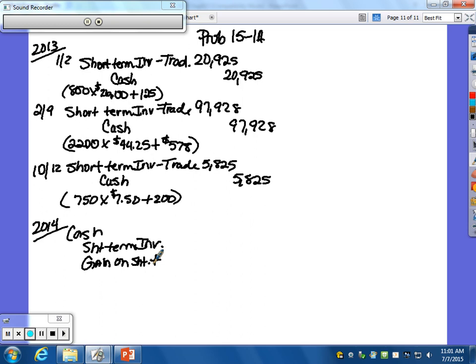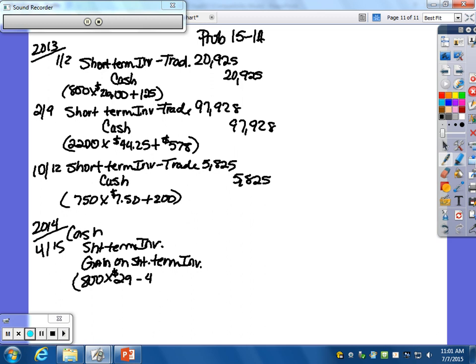What's the amount? How many shares are we talking about? 800 shares. Times what price? $29. Minus what fee? Which one is it? I heard 400 and then I heard 200. $285.